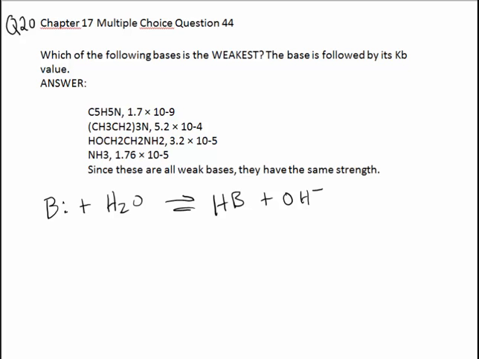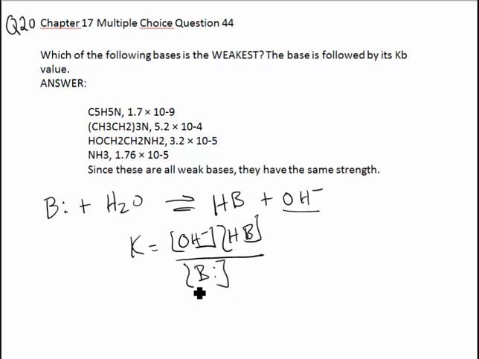So question 20, which of the following bases is the weakest? A weak acid will not increase H plus concentration very high, and a weak base will not increase OH minus concentration very high. So when I put a base in water, which one produces the smallest amount of OH minus? Well, it goes back to looking at the equilibrium constant, right? OH minus concentration times HB concentration over the base concentration.